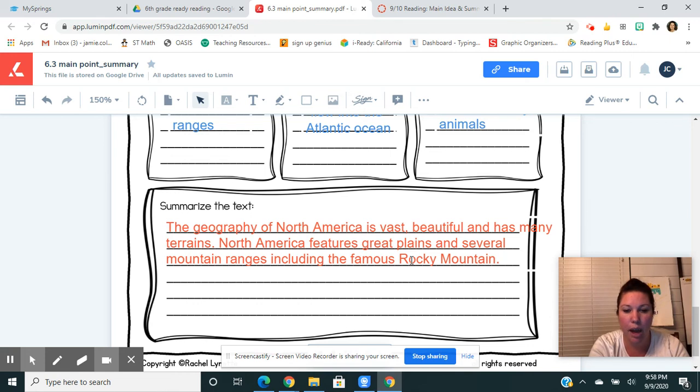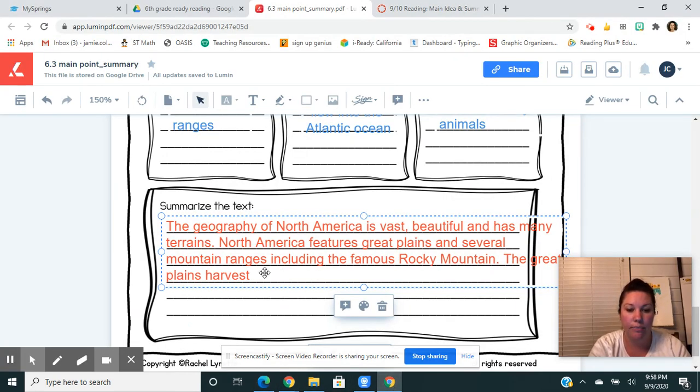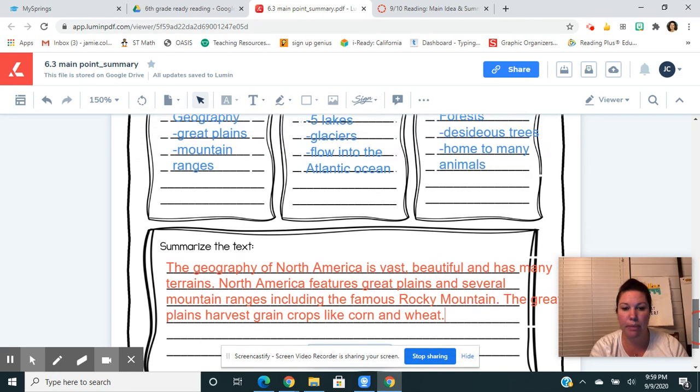And then I'm just going to include one more sentence about that, saying that the Great Plains harvest, and then it talks about it harvest grain crops like corn and wheat. So I'm going to put that in there. Harvest grain crops like corn and wheat. And there we go.